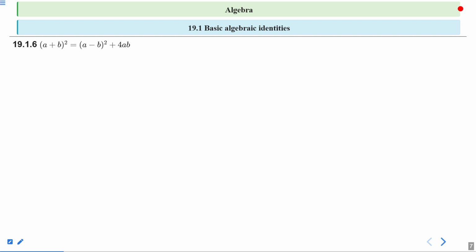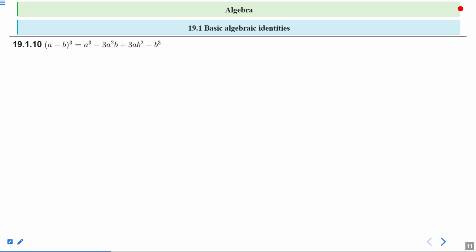Next, (a plus b) whole square, we can also write it in the form of (a minus b) whole square plus 4ab. So (a minus b) whole square equals a square minus 2ab plus b square. Next one, (a minus b) whole square, we can write it (a plus b) whole square minus 4ab. So same way, (a plus b) whole cube equals a cube plus b cube, or we can write it a cube plus 3a square b plus 3ab square plus b cube.